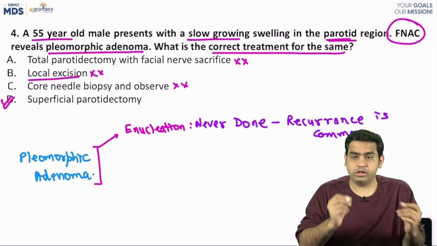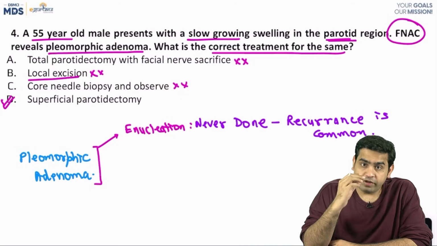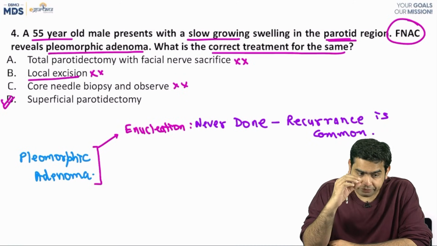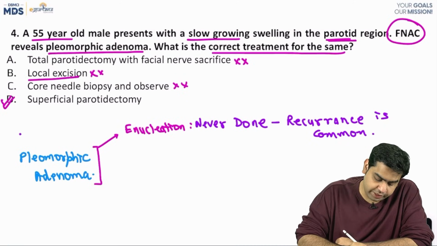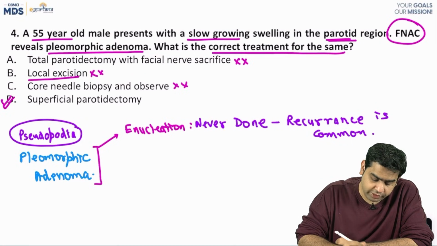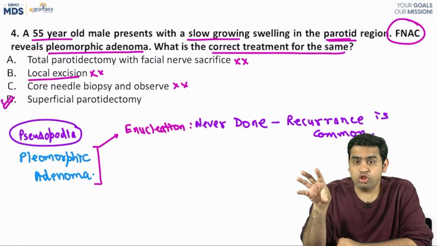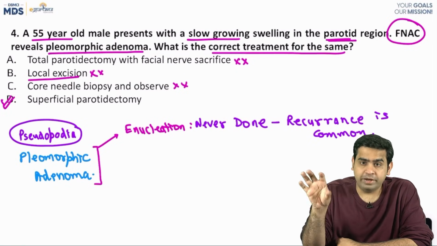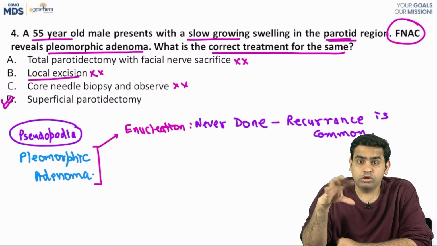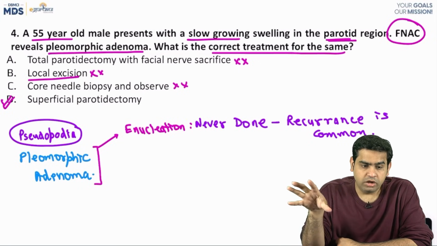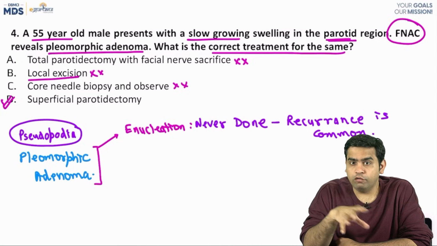So what you need to understand with the pleomorphic adenoma is that it has something called pseudopodia. What is pseudopodia? These are the extensions of this particular tumor from the capsule outside. So these are what is called pseudopodia. That is the false limbs, okay, of this particular tumor.